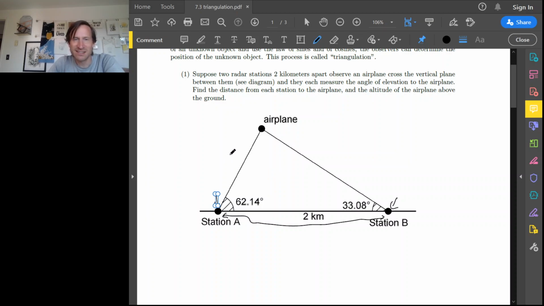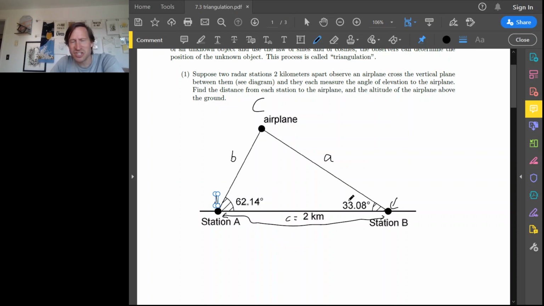I guess this distance, if we follow our naming convention for triangles, we would call this distance B, even though it's the distance from station A. And we would call this right-hand distance A, even though it's the distance to station B. And I guess this top angle we would call C, and the bottom side we would call little c. Okay.